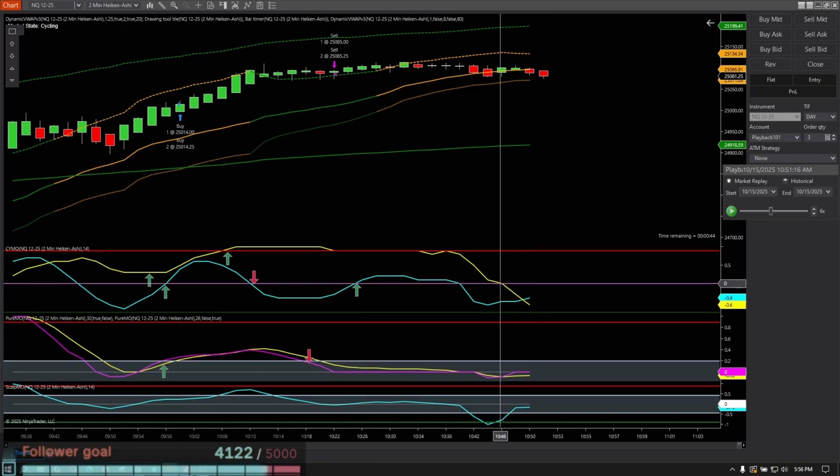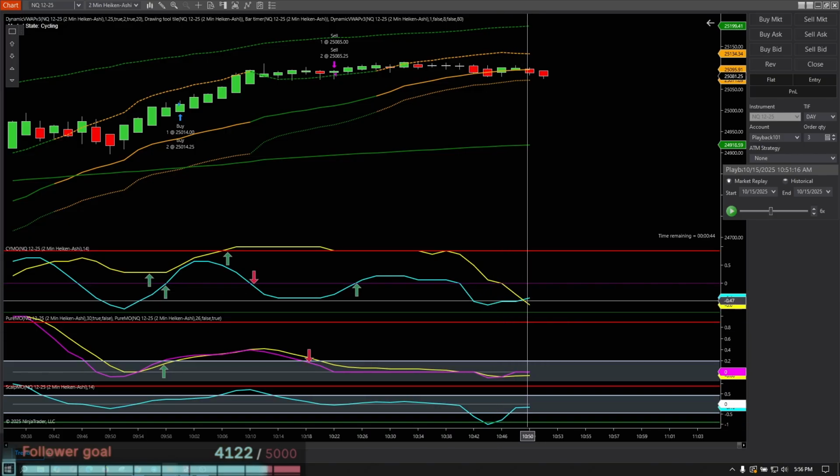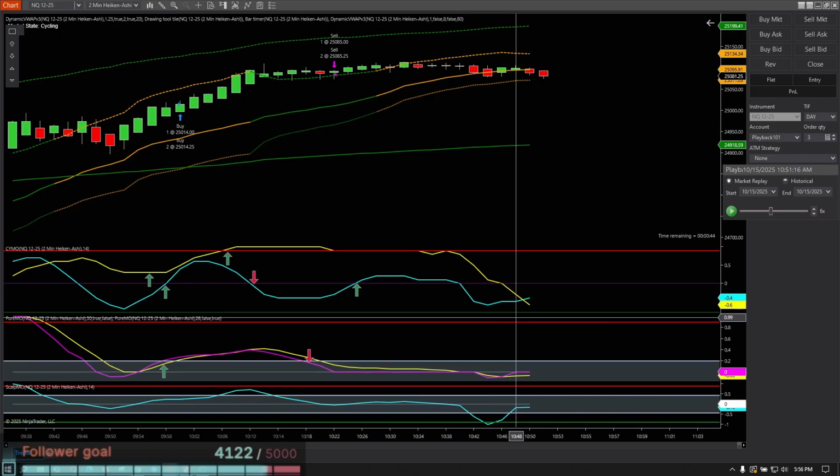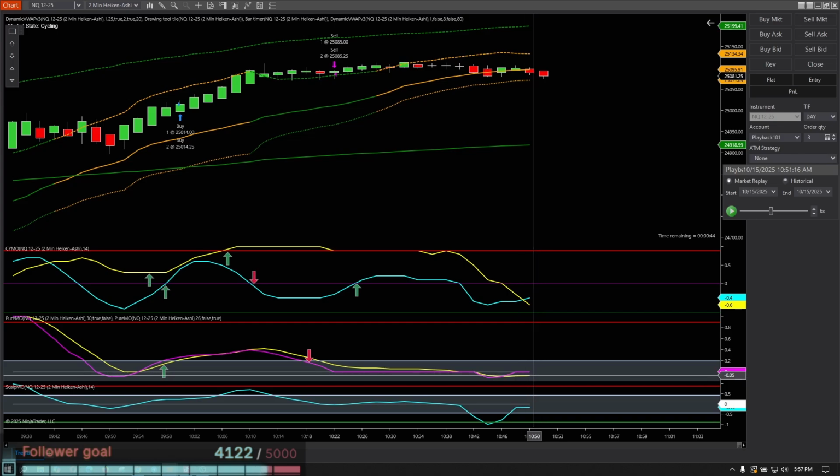Well, this looks nice to me. Momentum is down, cycle is down. A, that's a thumbs up, okay? B, where is momentum in pure mode? It's flat right there, okay? Where is scalp mode? Also flat.